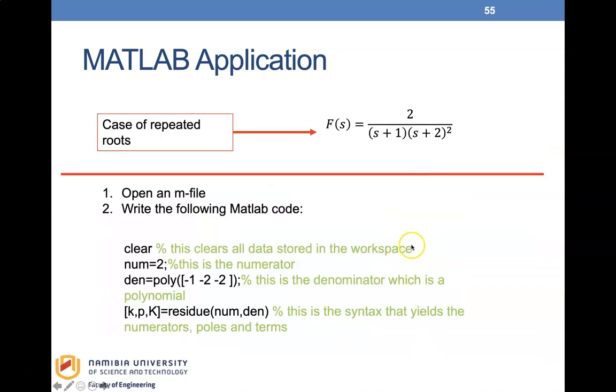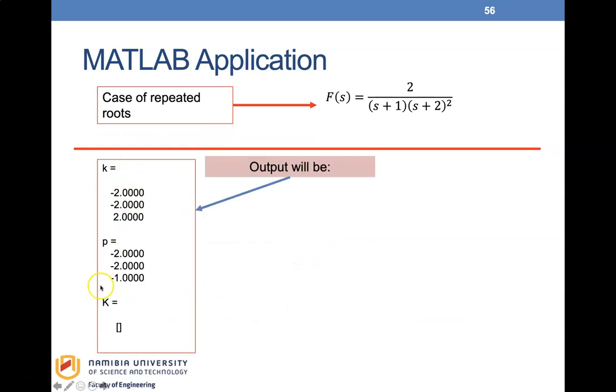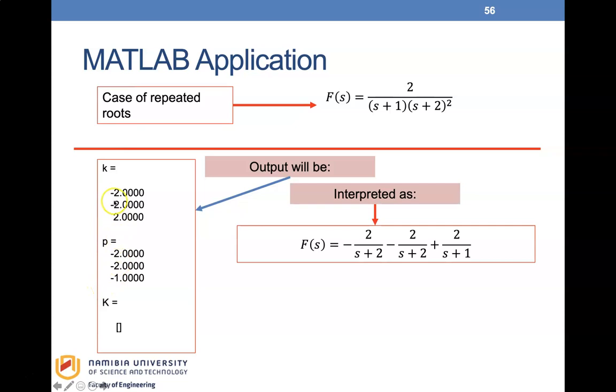So if you look at the second case, it was the case of repeated roots. So we have repeated roots here. And so if you open an M file again and you write the following command, numerator is 2, denominator is s equals -1, s equals -2, and -2 because it's twice. So we have -1, -2, -2. Then we run again this syntax, and the results will be these values that we have here. And so we can interpret this by saying that this minus 2 means that s equals minus 2.